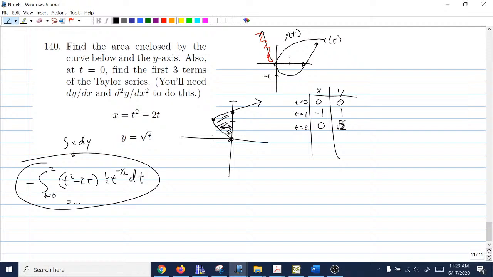Let's find the first three terms of the Taylor series at t equals 0. I think this one doesn't make sense because the derivative of y doesn't make sense at this point. To try to find dy dx, it'll be dy dt over dx dt. But the derivative of y, 1/2 t to the negative 1/2, is undefined at 0. dx dt is fine, it's 2t minus 2.